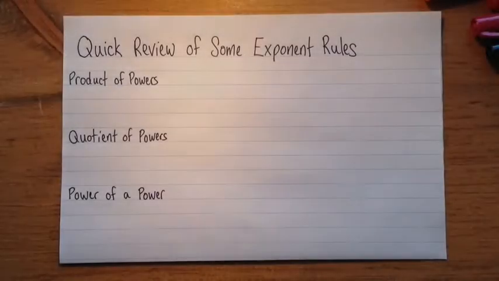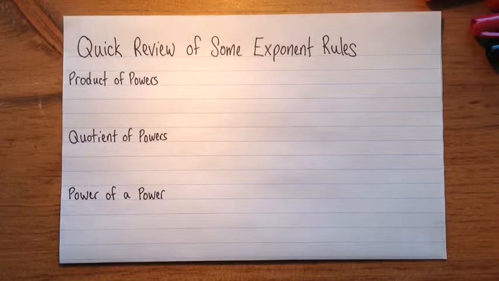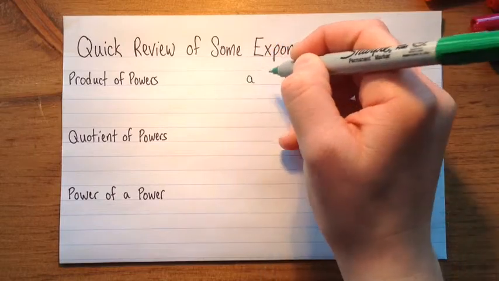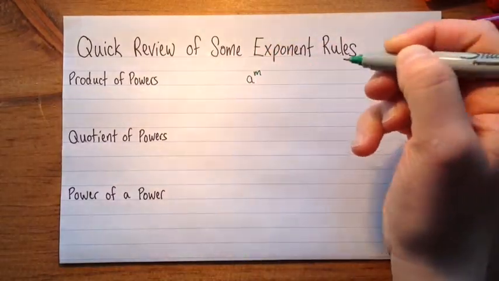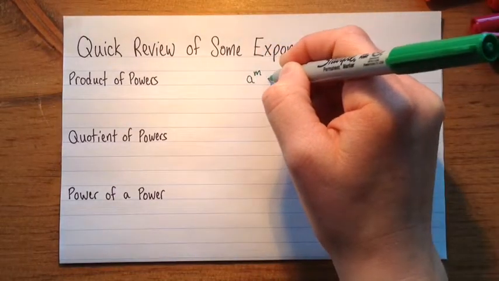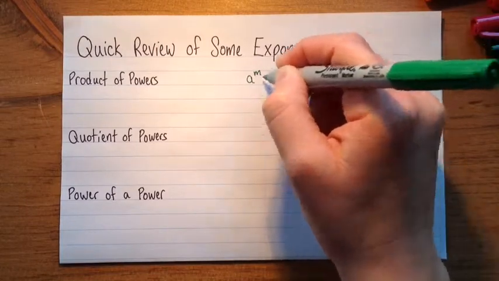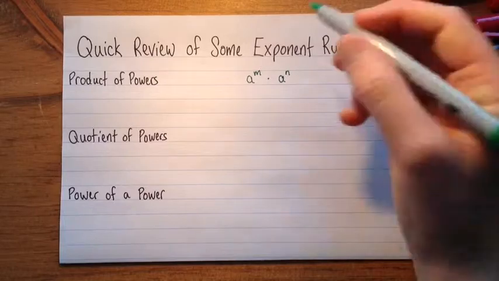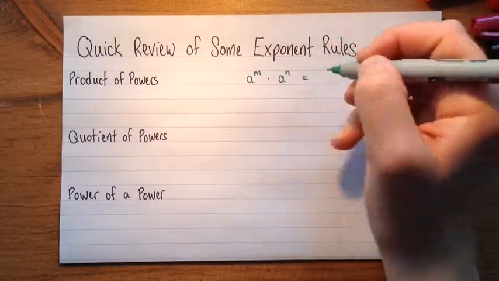In this video, I'm going to review and explain some rules for simplifying expressions with exponents in them. Okay, so I'm going to review 3 exponent rules today. The first one is the product of powers rule. So that comes about if we have a certain number to an exponent, like a to the m, and we're multiplying it by the same base with a different exponent, or maybe even the same exponent. So how do we simplify that?